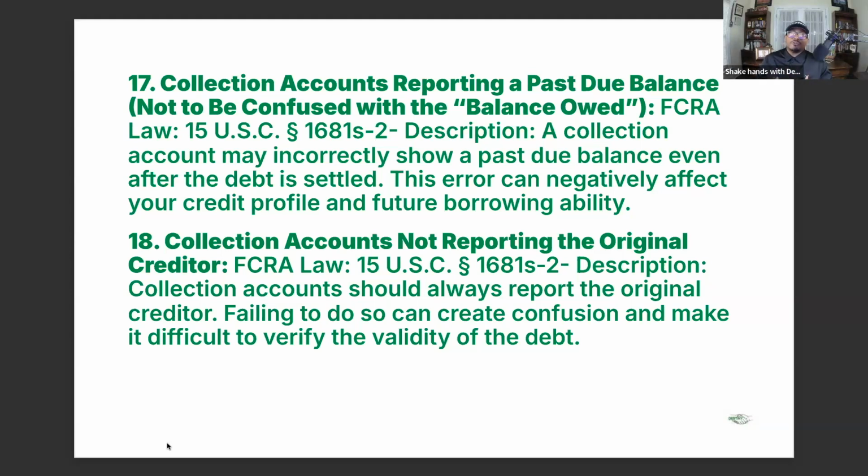Collection accounts not reporting their original creditor, okay? The collection account should always report their original creditor. Failing to do this can also create confusion. So what you should have over here is, this was the original creditor, X, and then the collection company is YZ. Okay, you should show that. So it should show Verizon over here as the original, using that as an example, but Portfolio Recovery is the actual collection company. They got to have that. It can't just be unknown and no data.